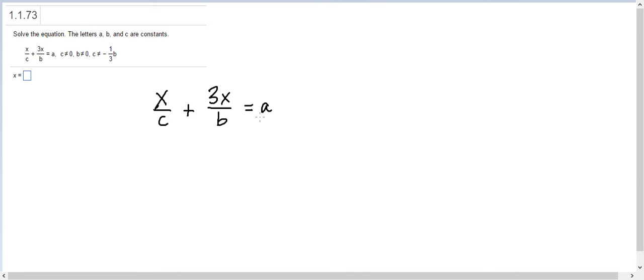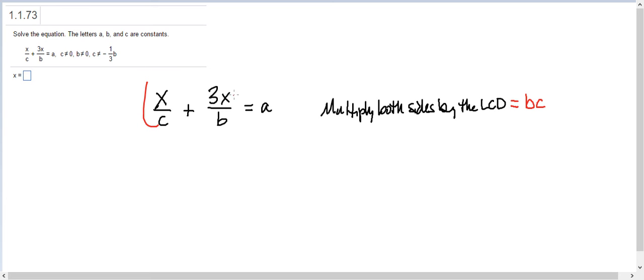Okay, so the first thing we want to do is get rid of these fractions. And to get rid of fractions in an equation like this is multiply both sides by the LCD. Remember, the LCD basically has everything in it that any one denominator has by itself. So we've got to get everything every denominator has. This denominator has C, this one has B, so therefore the LCD in this case will be BC, or CB, it doesn't matter how you want to write it.